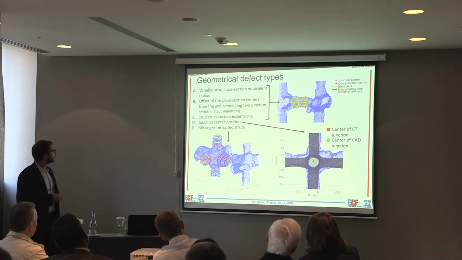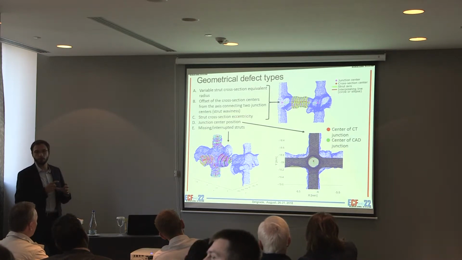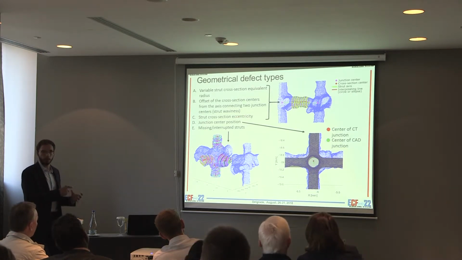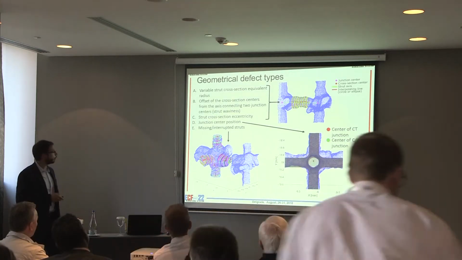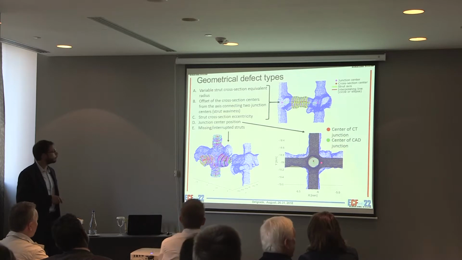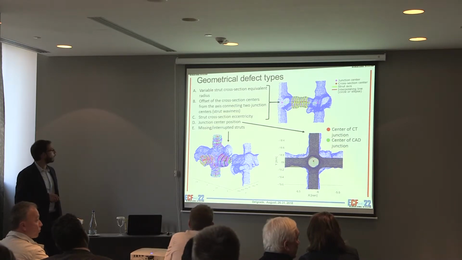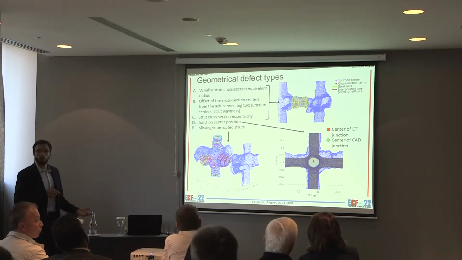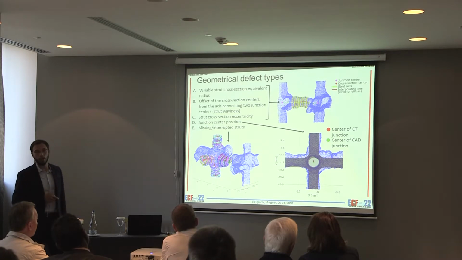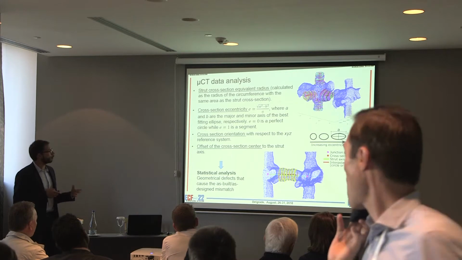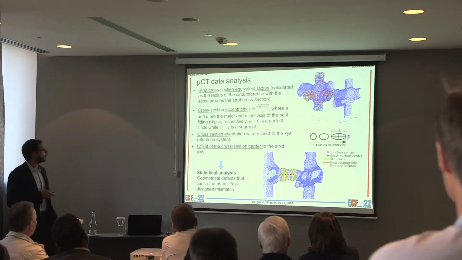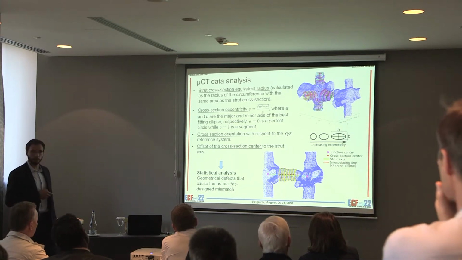We can also have strut eccentricity, which is basically the deviation of the cross-section from the designed circular shape. There is also an offset of the center of the junction. And we can also have missing or interrupted struts due to errors in the printing process. This was a more qualitative analysis. With MATLAB, I also carried out a more quantitative analysis.